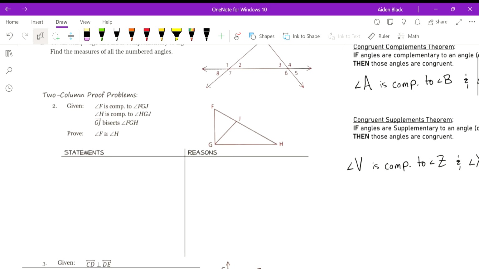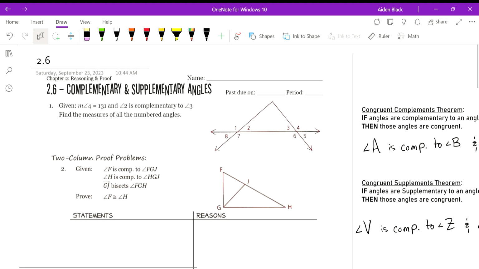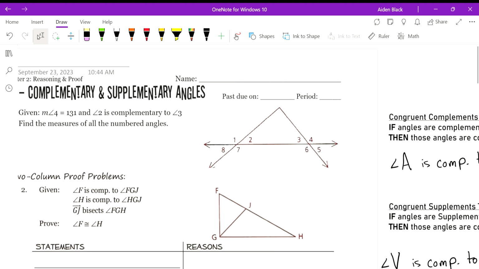Alright, let's take a look at 2.6, and 2.6 is essentially just using a couple different theorems we learned involving complementary angles and supplementary angles. So our first question here gives us some information, although it's not asking us to prove anything. We're just trying to find the measure of all these numbered angles.